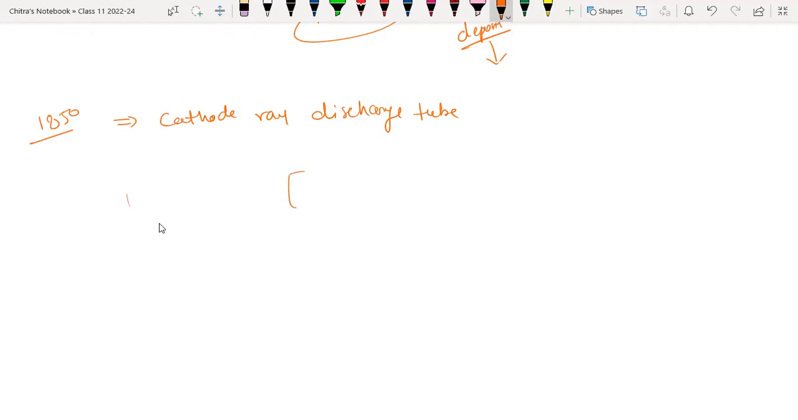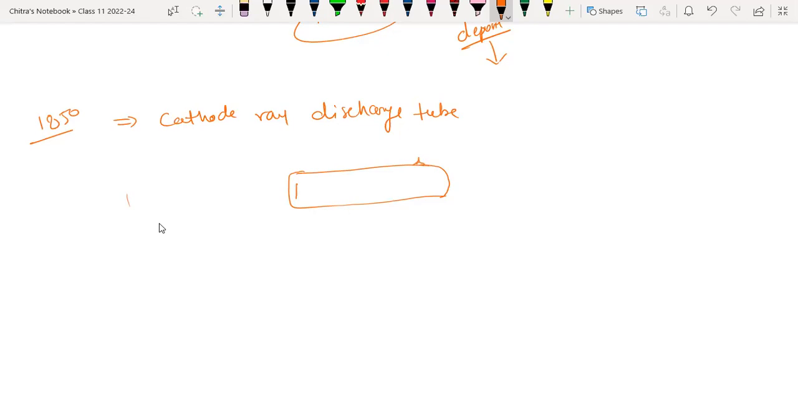Suppose here we have one tube. It is not perfectly vacuum, but most of the gases from that particular tube have been removed. So the pressure is very low. It is almost vacuum, you can say. Only a few particles of air are present, and it is sealed after removing the gas from here.